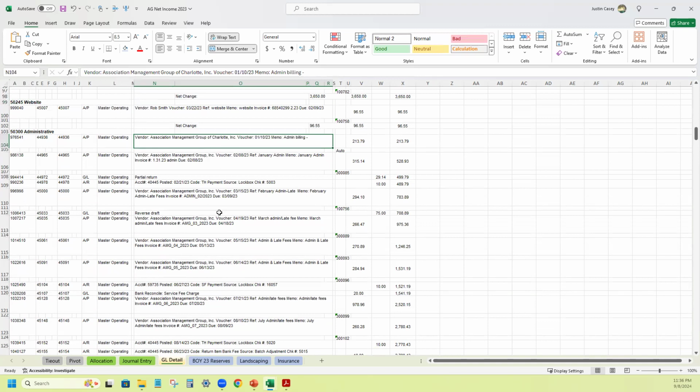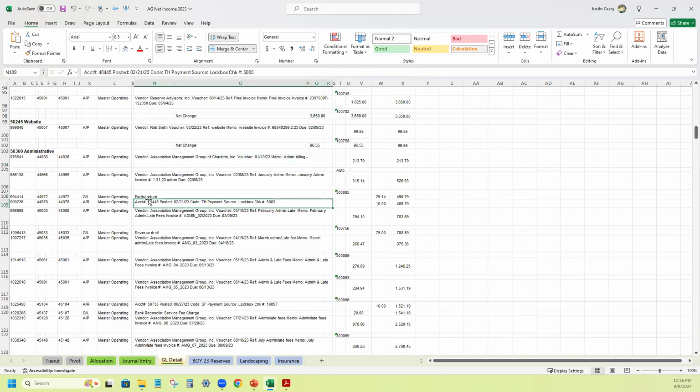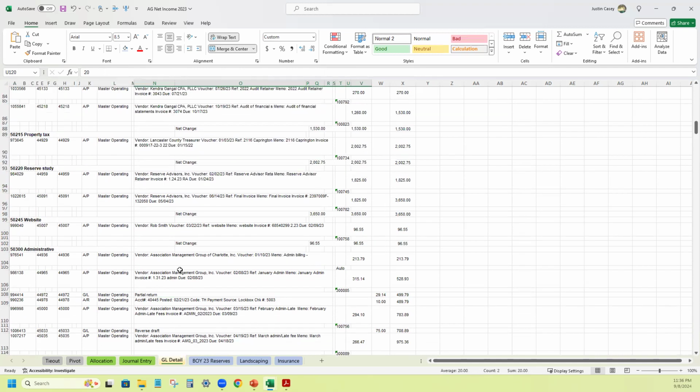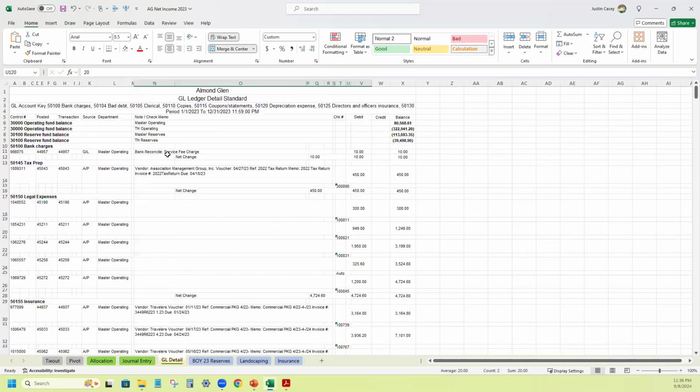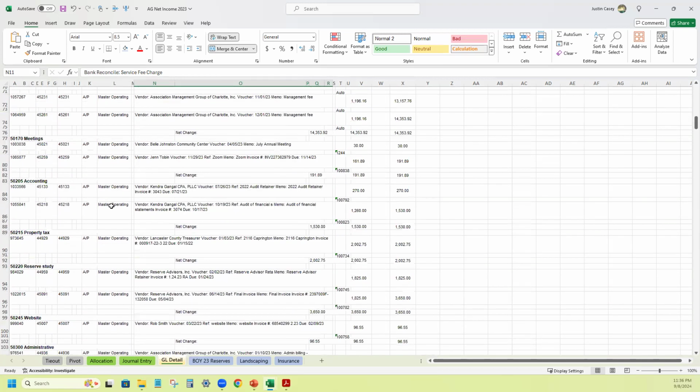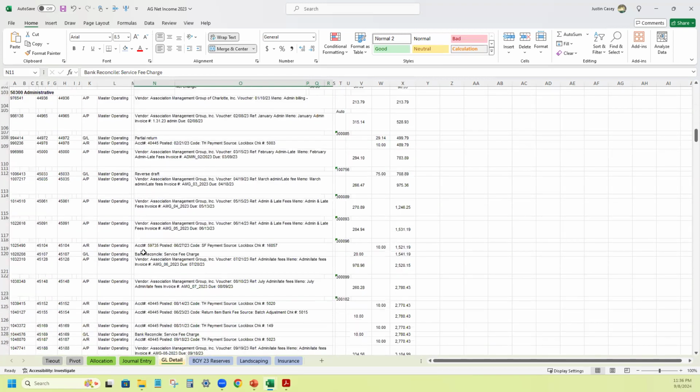Administrative, this is AMG, right? Mostly, and you see some other information here, like what is a reverse draft, what is a partial return, and what is a bank reconciliation service fee. This service fee here is the same description as the service fee that was up here. The bank reconciliation service fee was coded to account 50100, and then you go down to the administrative line, and you see that the bank reconcile service fee charge is coded to 5300. So why is there that discrepancy?